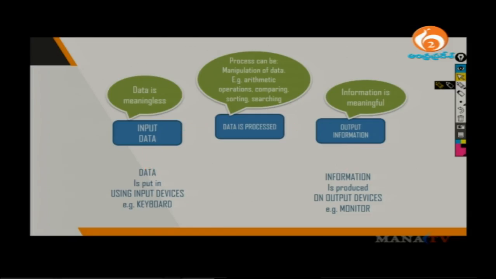Data is meaningless. It is raw data. The input data, the data which is entered using input devices like a keyboard, is raw. Your data gets processed by arithmetic operations, comparing strings, sorting, searching. Nothing but we are trying to process this data. What is the output of this processing? The processing output is information, which is meaningful data, right? So information is produced on output devices, something like monitors. Yes or no?